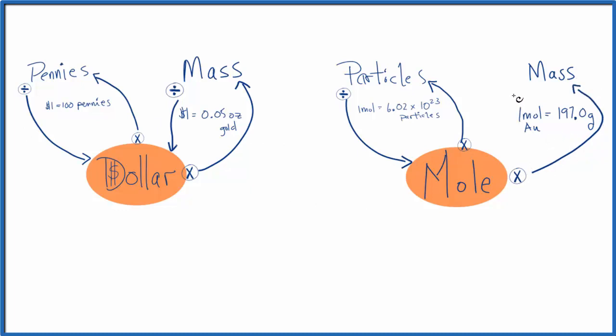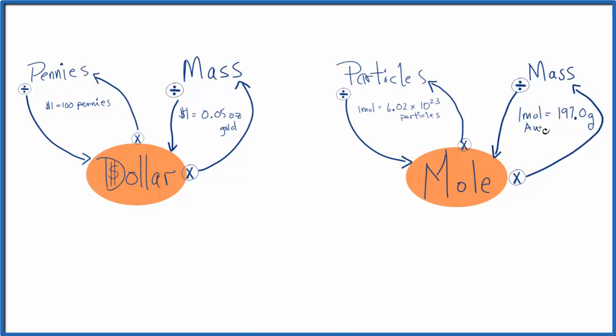If I had 600 grams of gold, I could convert that to moles. I just divide by this number here, and that would give me moles. 600 grams would be about 3 moles of gold. What's nice is I can go to the periodic table and I can look up gold, and it tells me that 1 mole is 197.0 grams.